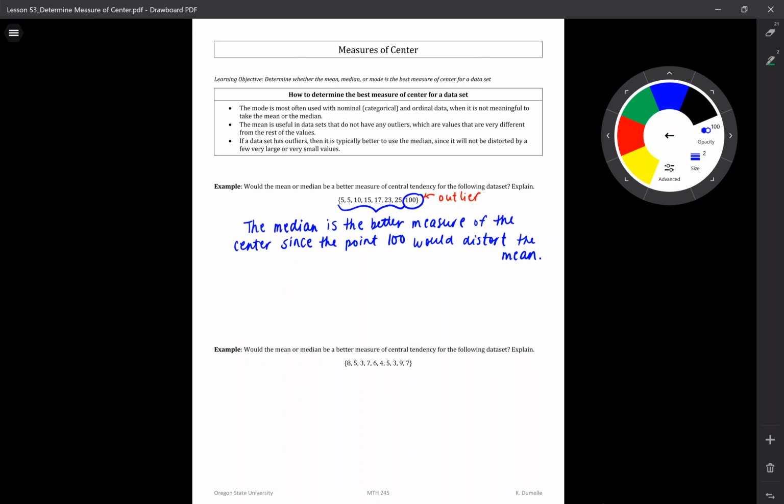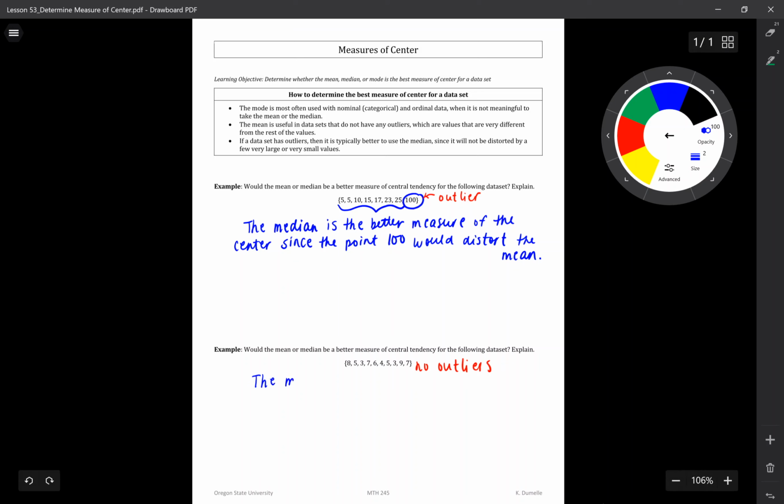Let's look at this next example. Would the mean or median be a better measure of central tendency for this data set? I have 8, 5, 3, 7, 6, 4, 5, 3, 9, 7. So all of these numbers are really close together. We have numbers between 3 and 9. And since they are all really close together, we do not have any outliers. All of them are reasonably close to each other. And because I don't have any outliers, I should take the mean of this data set.